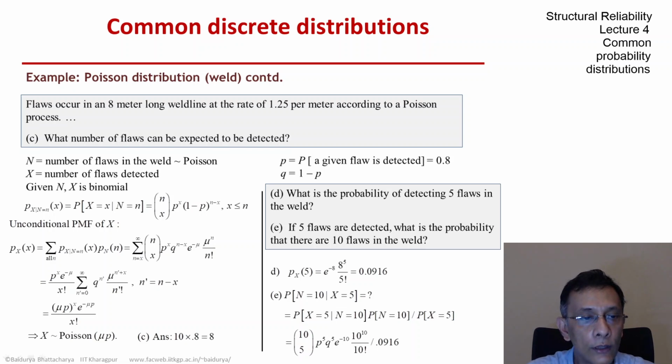So plugging in all those numbers, the first conditional PMF of X given N is, as you remember, a binomial PMF, multiplied by a Poisson PMF for N and divided by P of X equals 5, which also happens to be a Poisson PMF. The final answer is 0.036.